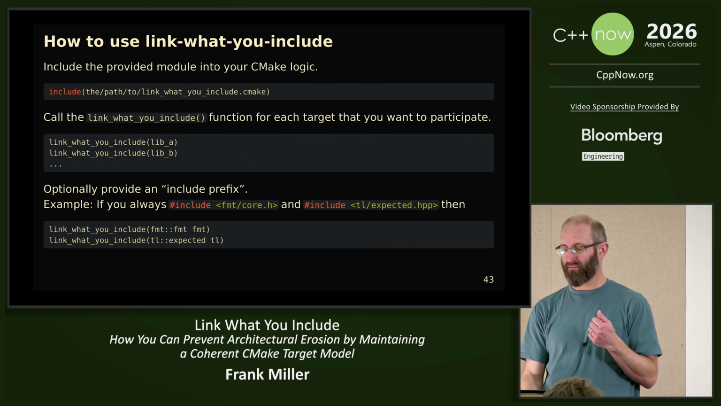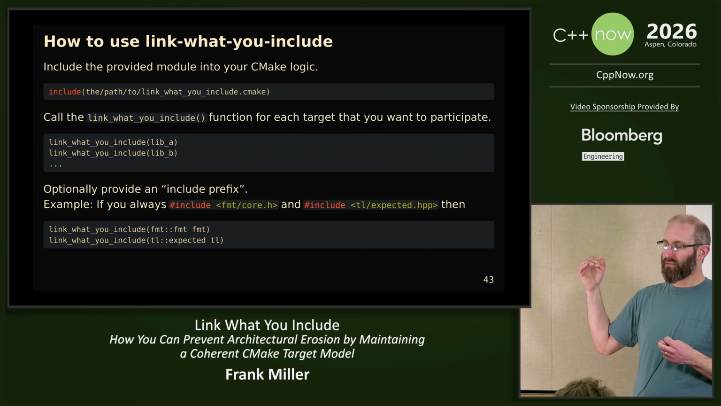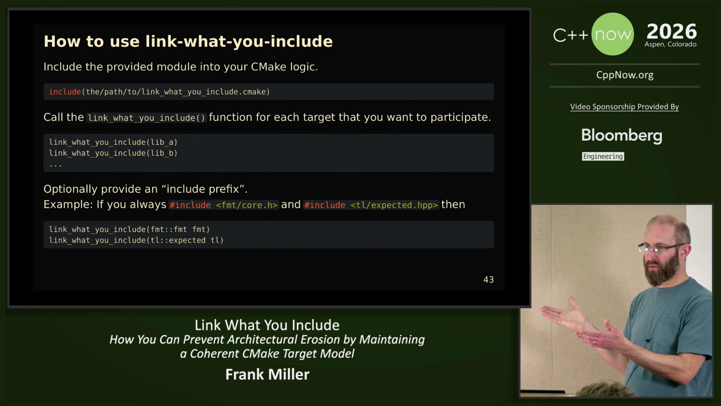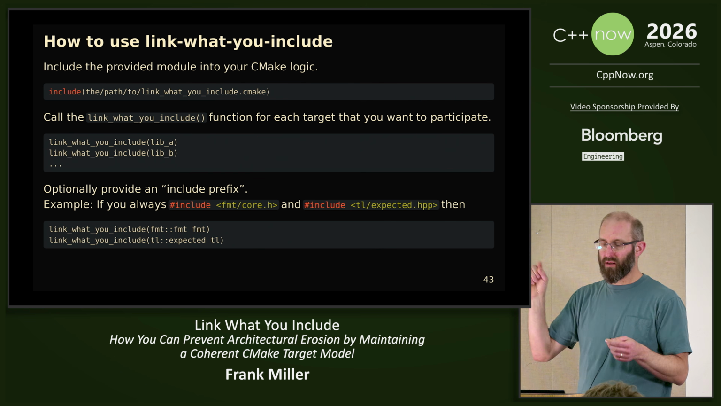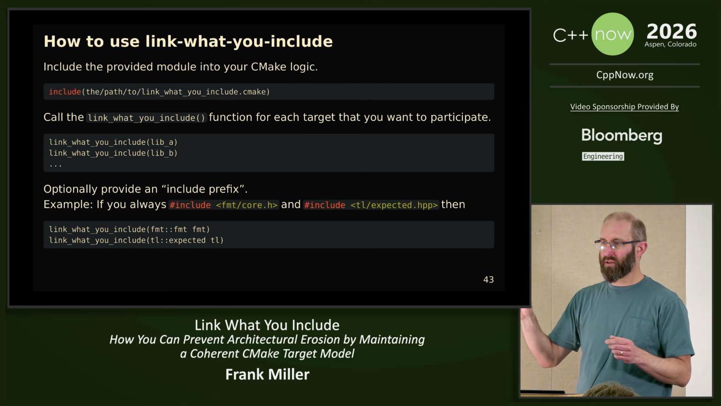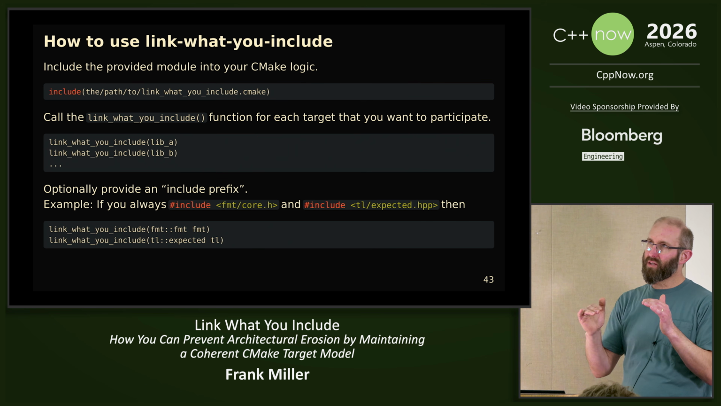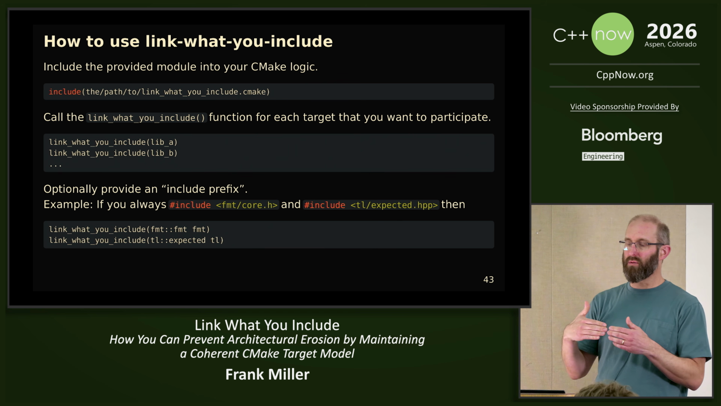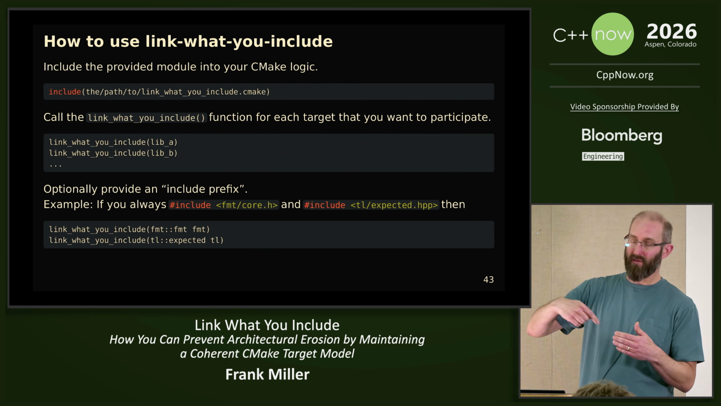Okay, we good to go? Yes. All right, so to use link what you include, go get the code from GitHub, and it comes with a CMake module. In your CMake logic you include that, and that defines a CMake function called link what you include, and you call that function for every target that you care about. Every target that you want to participate in link what you include, which means you want it to check that it links what it includes, and you also want other things to check that they link it if they include it.